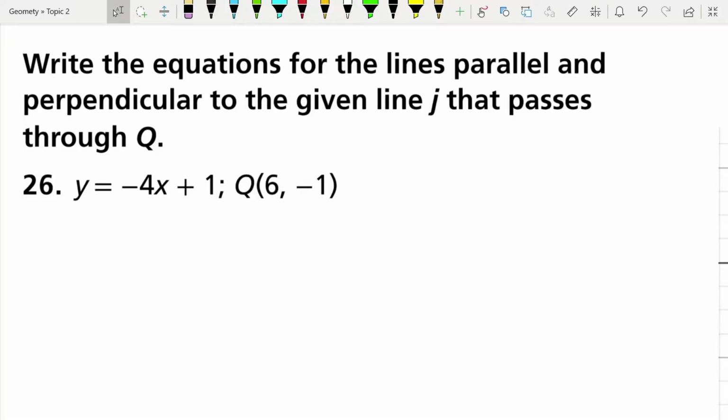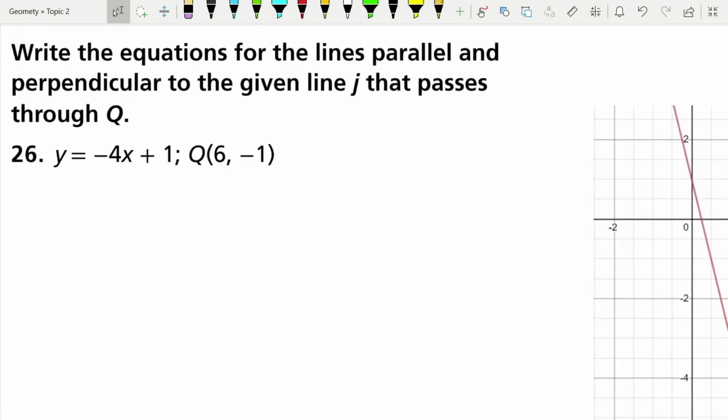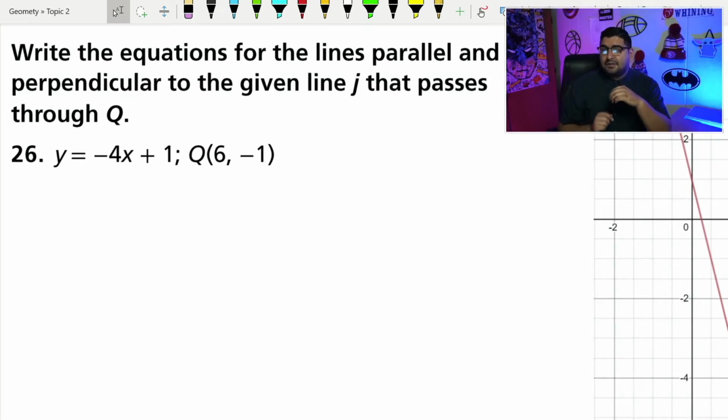Here we have the question. It says write the equations for the lines that are parallel and perpendicular to the given line J that passes through Q. So here we have the equation of the line, y equals negative 4x plus 1, and we have this point Q, 6 comma negative 1. So let's first understand what they're asking us to do by looking at a visual representation of this line and this point.